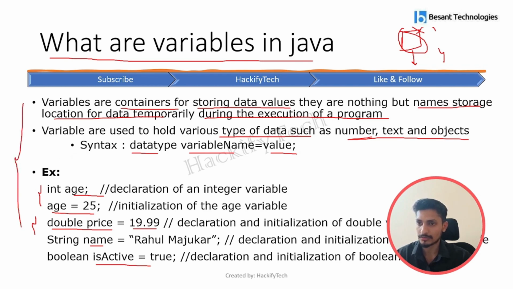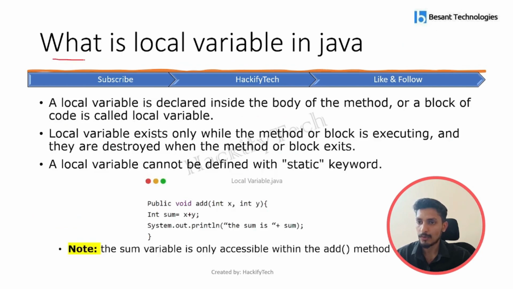The next question is: what is a local variable in Java? A local variable is declared inside the body of a method or a block of code. If you have a method here and you define the variable inside it, that is what you call a local variable. This is a small i, not a capital I, and this is a small p. Whenever you write System.out.println, make sure your S is capital.